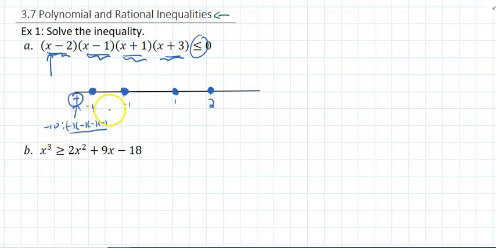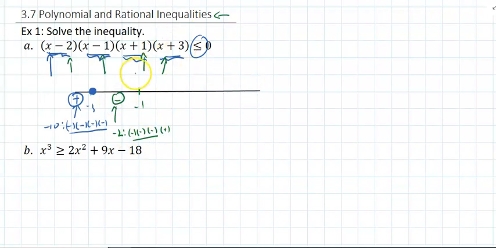A point between, maybe I should space those out just a bit more. Then we had -1. So let's say I pick a -2. -2 minus 2 is negative. -2 minus 1 is -3, that's negative. -2 plus 1 is -1, that's negative. -2 plus 3 is a positive. 3 negatives multiplied will yield a negative.